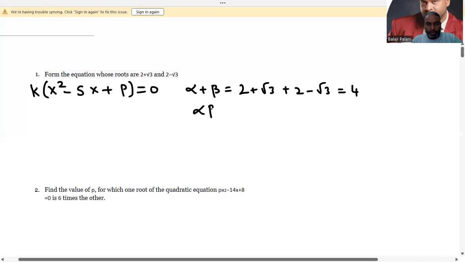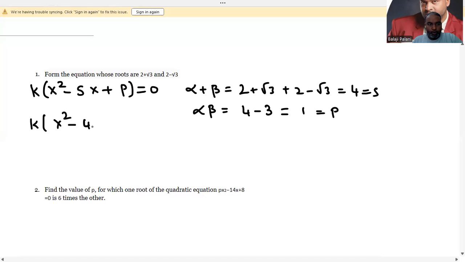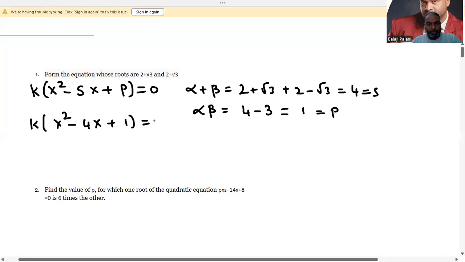And product of the roots, alpha into beta, it is a plus b into a minus b. So, it is a square minus b square. A is 2, b is root 3, squares when you subtract, you get 1. So, you got s and you got p. Simply you have to substitute in the formula to get the equation. So, this is k into x square minus sum, which is 4, into x plus product, which is 1, is equal to 0.